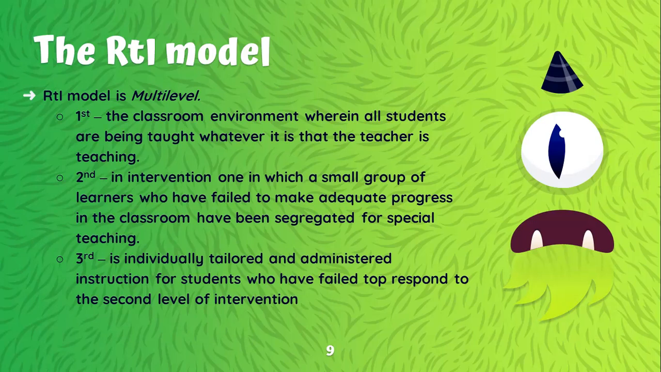And then after that they are tested again, and if some still do not pass, they proceed to the third level of the RTI model, where they are given special attention and one-on-one teaching. So in this third level, the teacher gives special attention to the students who did not pass. So, that's it for the 3 levels of the RTI model.